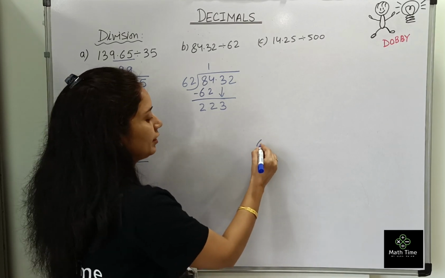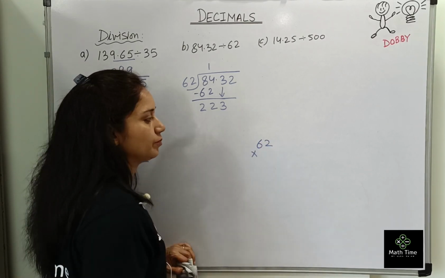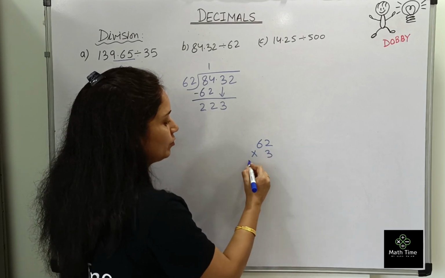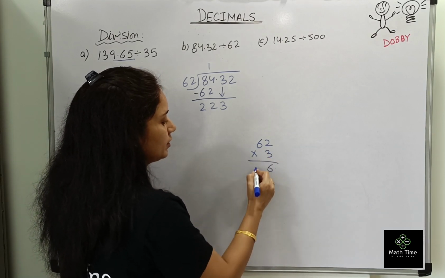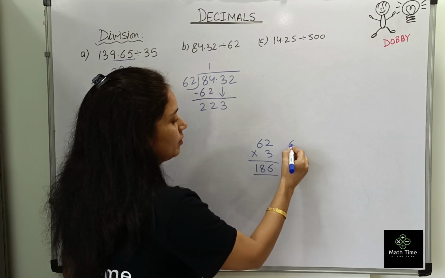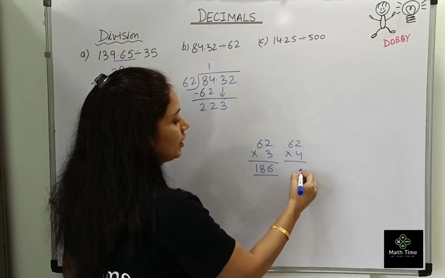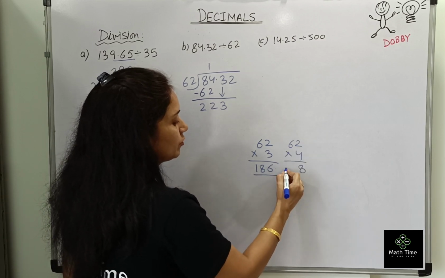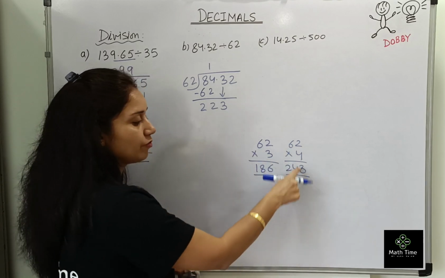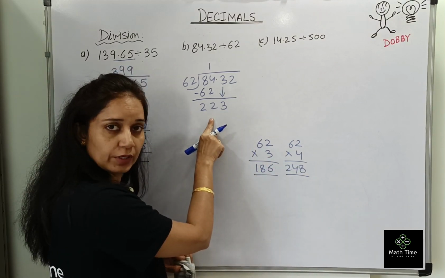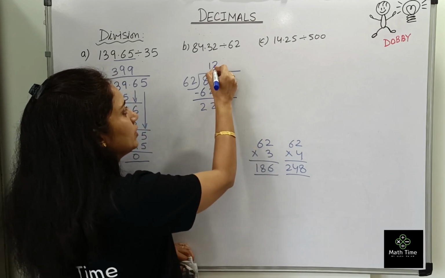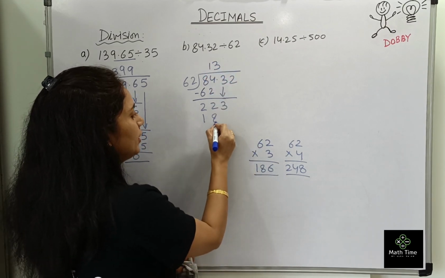Now we have to find in the table of 62 where it will be divisible. Let us check by table of 3. 3 2s are 6, 6 3s are 18. Now go to table of 4. 4 2s are 8, 6 4s are 24. Now multiply by 4 gives us a bigger number than 223. So that means multiply by 3 will work here. 186.